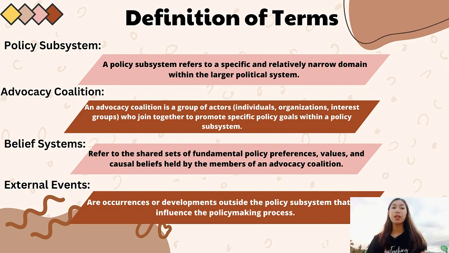So next is a belief system. It refers to the shared sets of fundamental policy preferences, values, and causal beliefs held by the members of an advocacy coalition. And lastly is the external events. So these are the occurrences or developments outside the policy subsystem that can influence the policy-making processes.